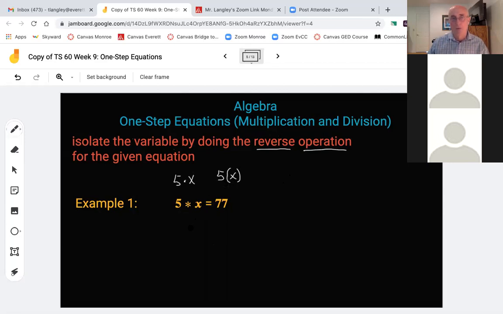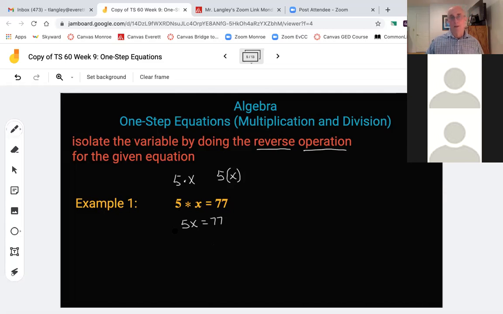So I'm going to rewrite this, and you might want to do this. That little asterisk, by the way, is the way we make the times symbol on a computer sometimes, so it doesn't look like x. So I'm just going to rewrite this as 5x, because that's 5 times x equals 77. That's the same thing as just 5 times x.